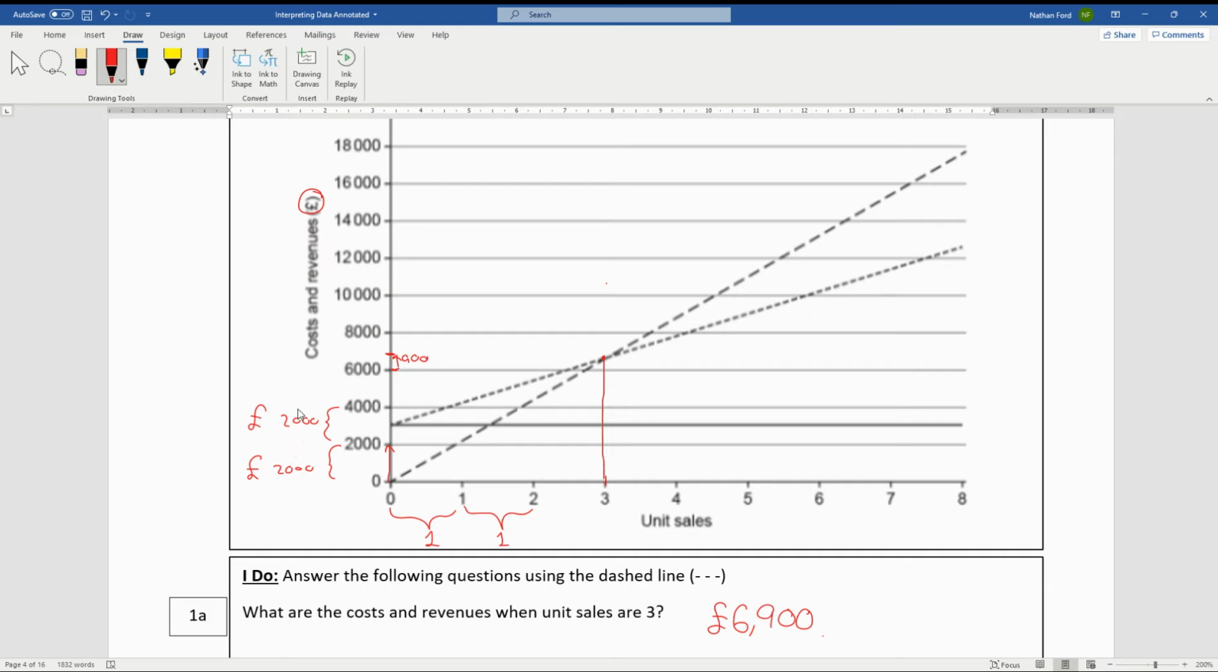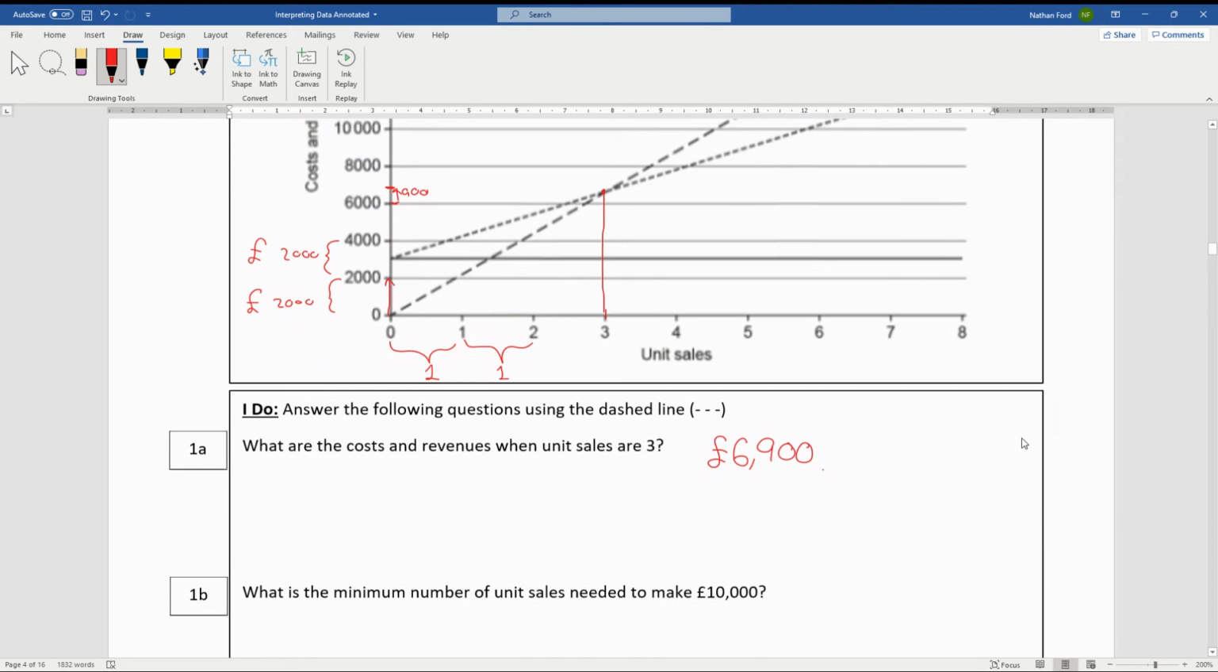Okay. Now, again, once I've read across from my graph, I notice that it's just less than a half. So just less than half of 2,000 is 900. So that means this would be £6,900. Let's have a look at the next question.